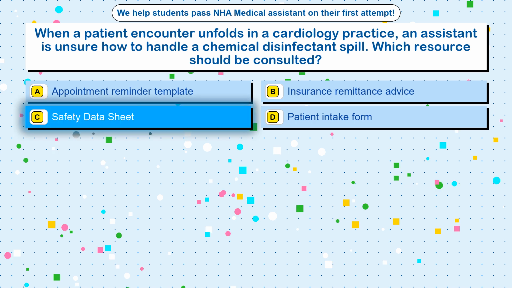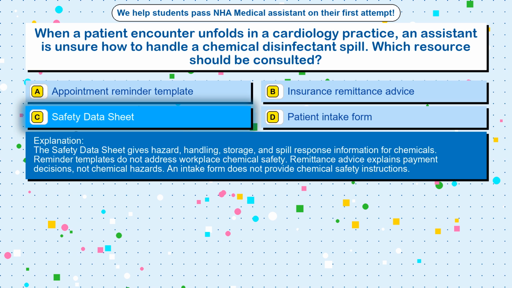The correct answer is option C, safety data sheet. The safety data sheet gives hazard, handling, storage, and spill response information for chemicals. Reminder templates do not address workplace chemical safety. Remittance advice explains payment decisions, not chemical hazards. An intake form does not provide chemical safety instructions.